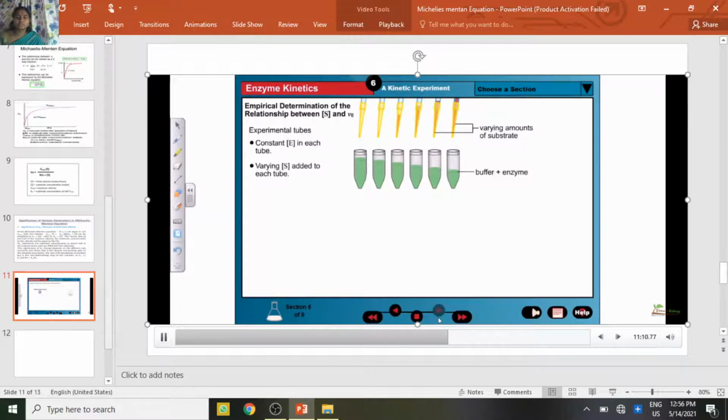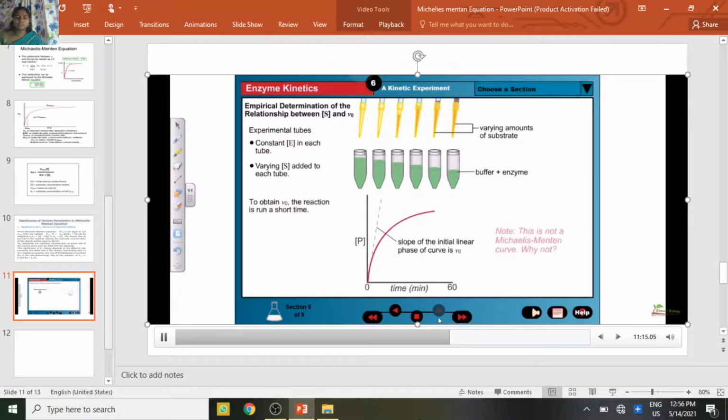In order to measure the initial velocity, the reaction is only run for a short length of time. This is done so that only a small percentage of substrate is converted into product, and therefore there will be no kinetic contribution from the reverse reaction of product formation, and K-2 can still be ignored. The amount of product formed over time is monitored.